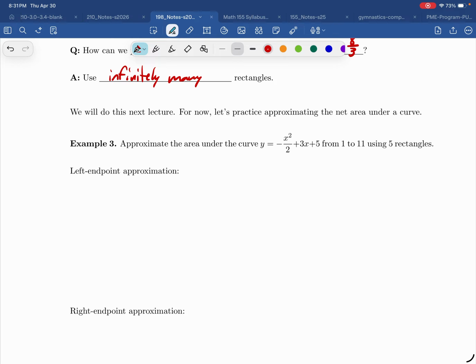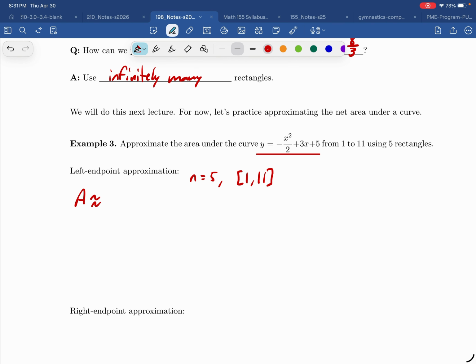Approximate the area under this curve from 1 to 11 using 5 rectangles, okay? What we can do using left endpoints, without drawing a graph, is say that the area approximately equals, well, I'm not so sure yet. Let's find delta x first. We know n equals 5, and we're approximating the area under the curve from 1 to 11.